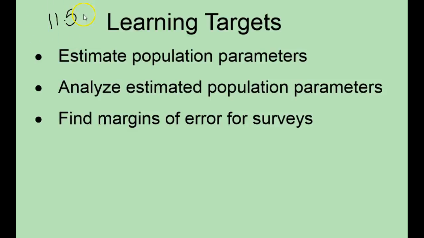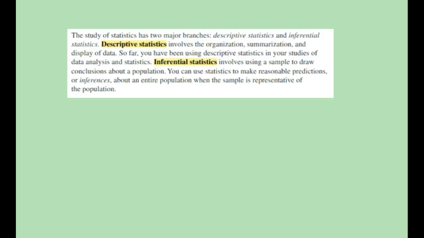All right, here we're looking at section 11.5, and our learning targets for today are to estimate population parameters. Then we're going to be analyzing those estimated population parameters, because remember we can never find entire information about populations, so we have to estimate them. So we're going to be analyzing some data, and then we're going to find the margin of error for surveys.